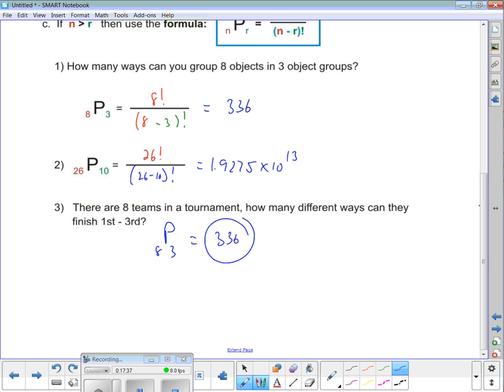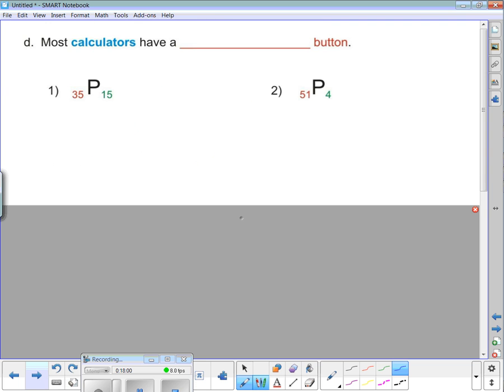If you just had a 4-team tournament, how many different ways can they end up first through third? So the answer to this is really 4 factorial. And it's 24. You wouldn't even think that. There's 24 different ways 4 teams can finish first through third. That's amazing. All right, permutations.